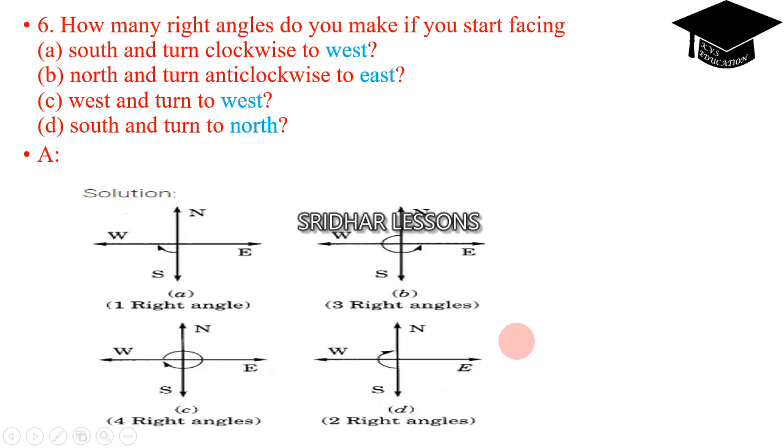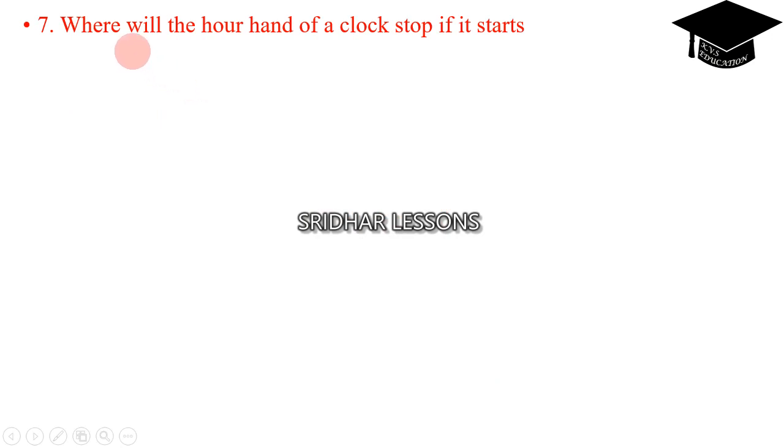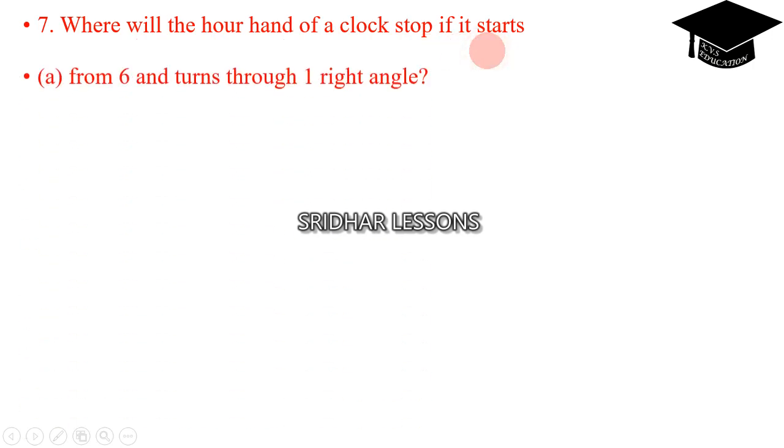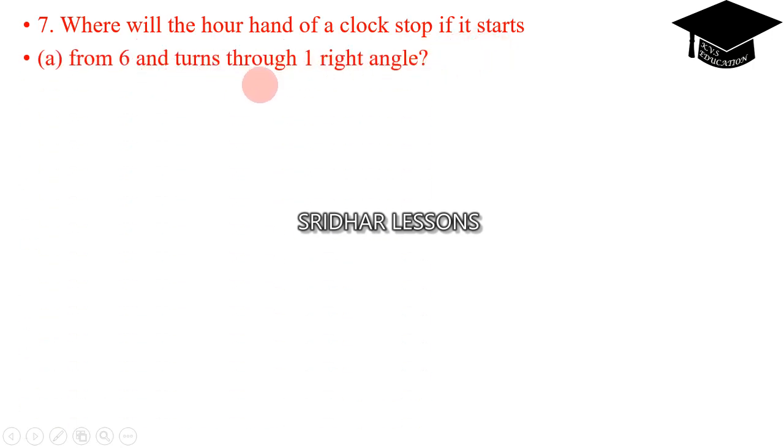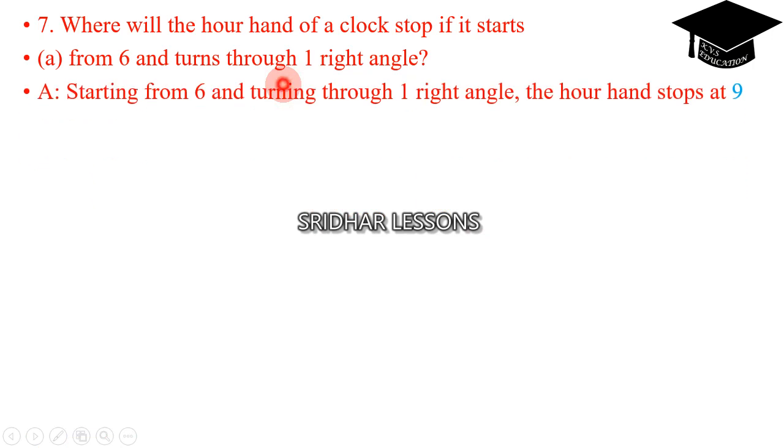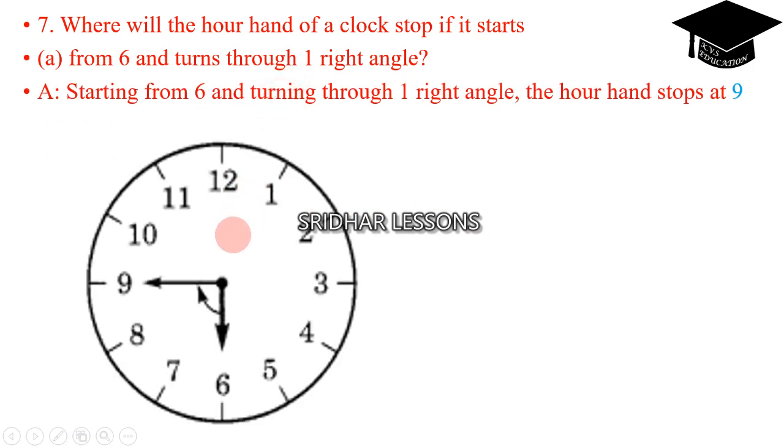Okay. Observe clearly. Seventh question. Where will the hour hand of a clock stop if it starts from 6 and turns through one right angle? It starts at 6 and stops at one right angle. So it stops at 9. 9 o'clock. Okay, stops at 9.